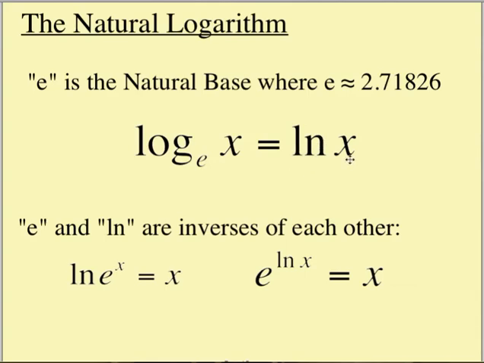We'll be using that quite a bit when we get to application problems, because e is used in the majority of exponential functions that occur in realistic situations. So e and ln are inverses of one another. So if we have ln of e to the x equals x, because ln and e are inverses, they cancel one another out. Or we can do e to the ln of x, and those cancel out, and we are just left with x.